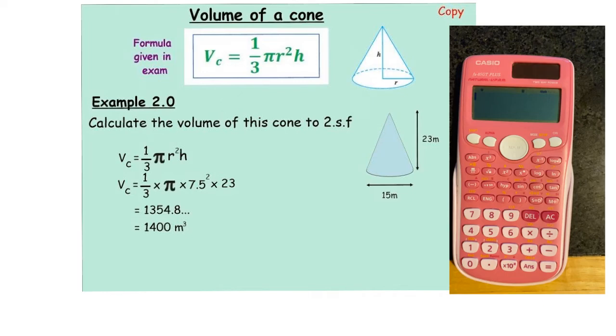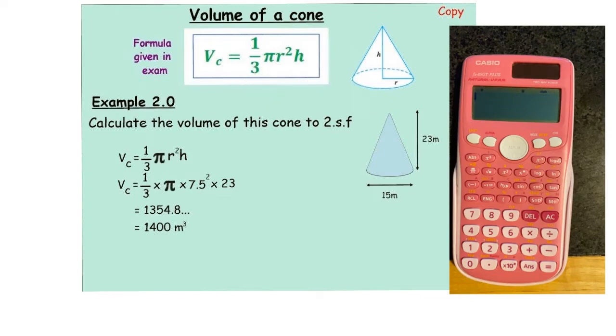Can we copy this slide, please, for the volume of a cone example? So the formula is given to you in the exam. It's given to you whenever you do any test. And again, we're using this notation where we're using the capital V for volume, and then the little suffix of a C for cone. And the volume of a cone is given by 1/3 pi r squared h.